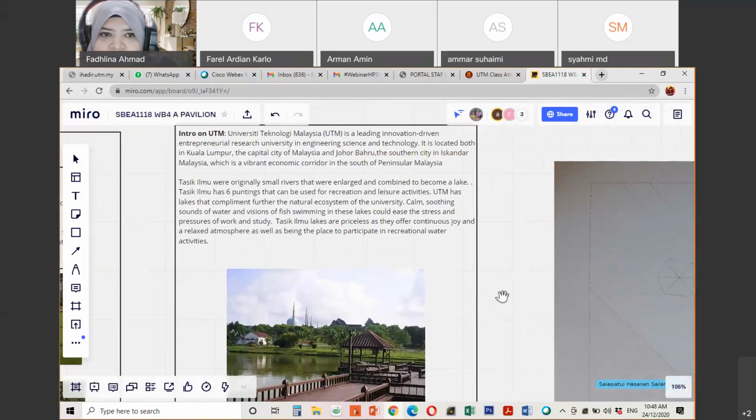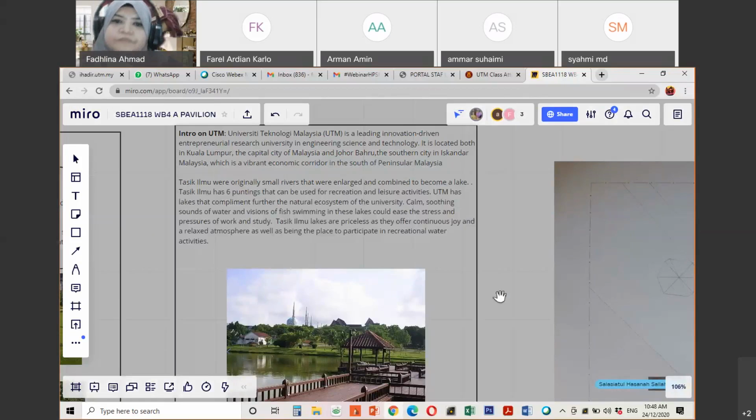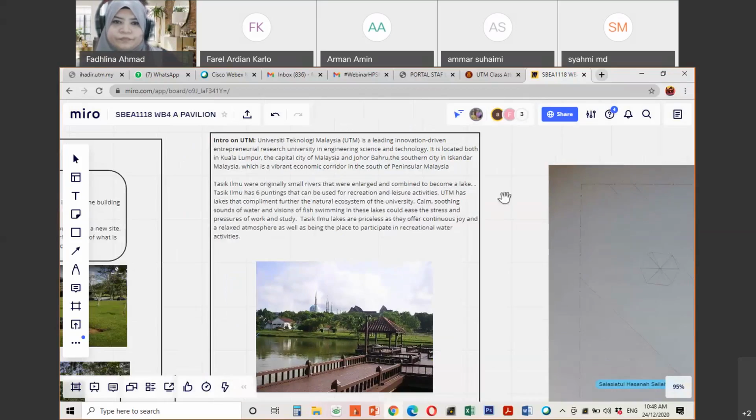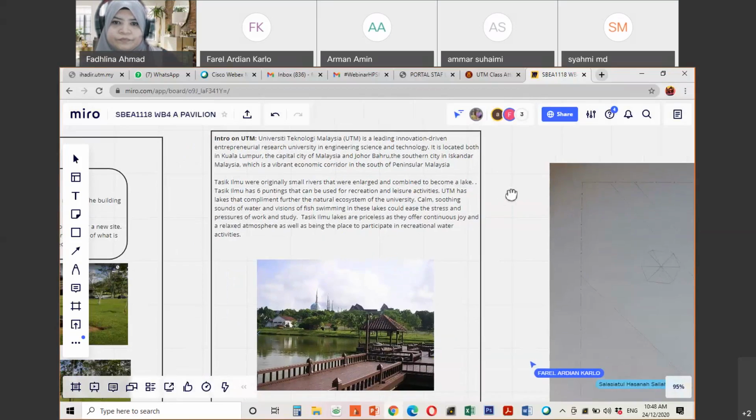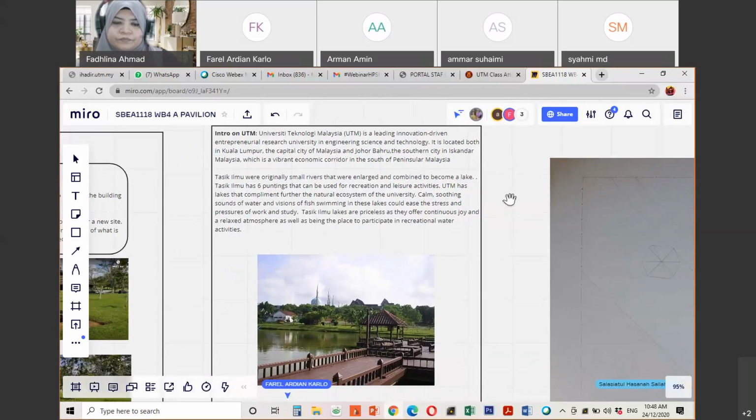UTM, or Universiti Teknologi Malaysia, is a leading innovation-driven entrepreneurial research university in engineering, science and technology. It is located in Johor Bahru, the southern city in Iskandar Malaysia, which is a vibrant economic corridor in the south of Peninsular Malaysia.